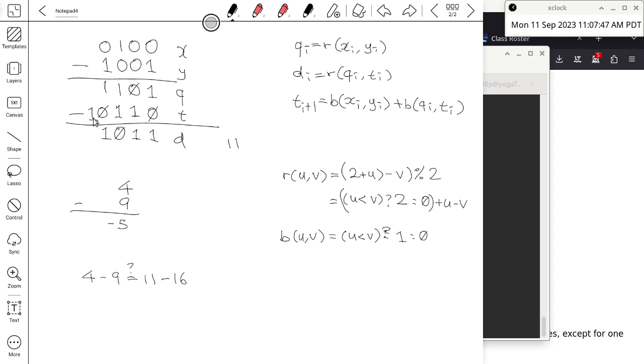Now, is this a verification that the method always works? The answer is no. But it helps to validate that at least for this example, it would appear that I did not make a mistake. All right, so do we have any questions about this particular example?